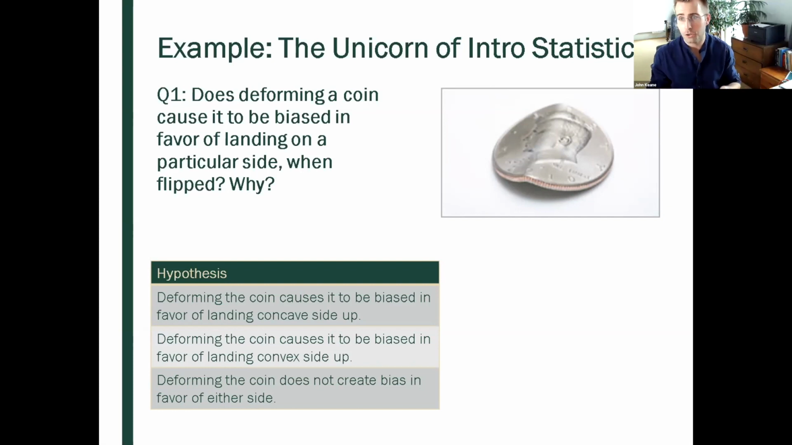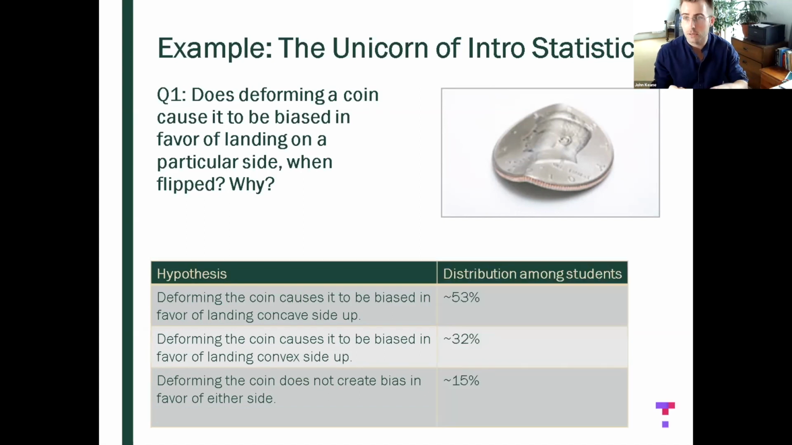It's a quick think, pair, share, and we ask students to identify where they fall across three potential hypotheses. Deforming the coin makes it biased in favor of landing concave side up, convex side up, or really doesn't do anything, doesn't bias the coin when flipped. We asked students to submit their initial opinions via Top Hat, and I think this is last semester's data, this past spring's data.